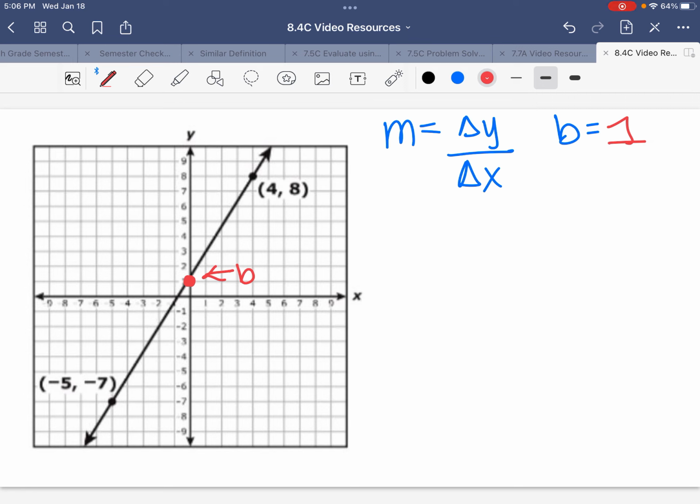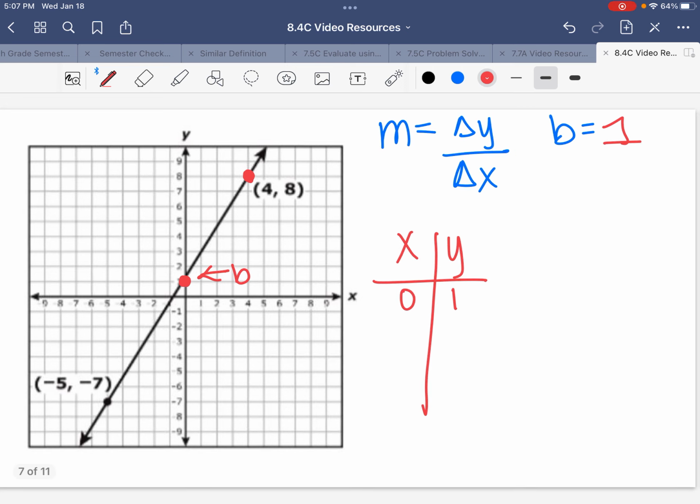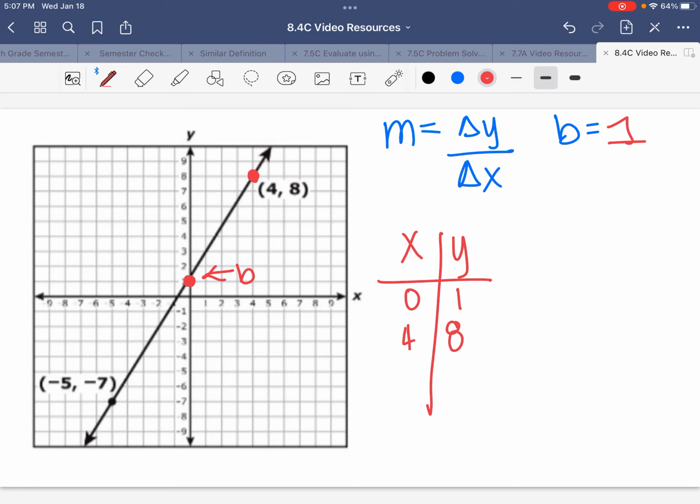So I've already identified my y-intercept point, and I see that they gave me another point right here. So what I can do is either create a table and find my slope by using my x and y values. So I have my 0, 1, and then I have my 4 and 8. So I can use my table to find that change in y over change in x, or I can create a right triangle and find the change in y over here and the change in x at the top.